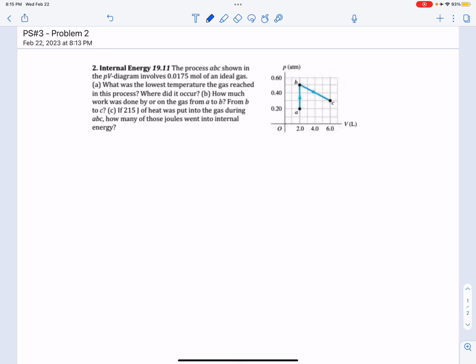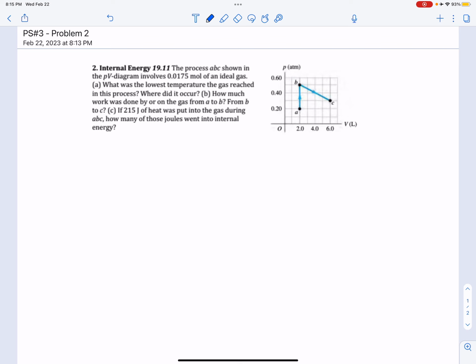Hello, this is problem set number 3, problem 2. The process ABC shown in the PV diagram involves 0.0175 moles of an ideal gas. Part A, what was the lowest temperature the gas reached in this process, and where did it occur?